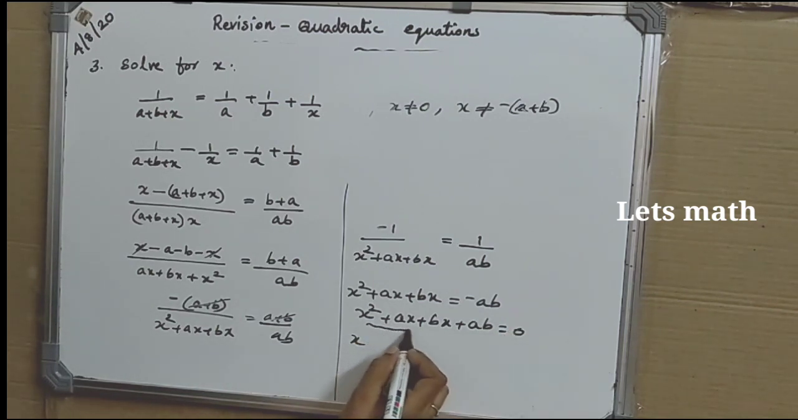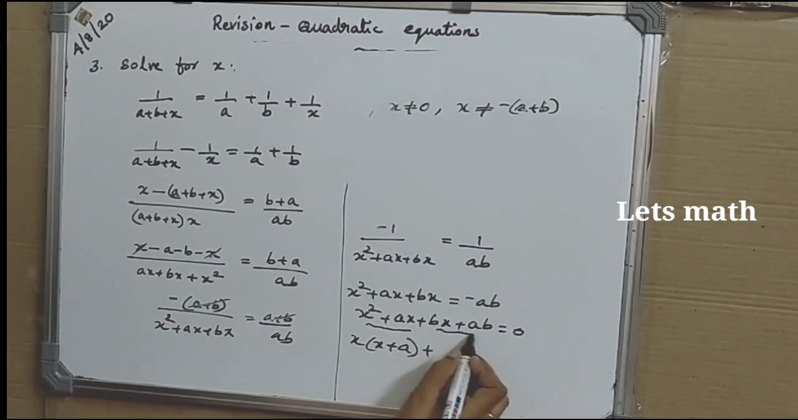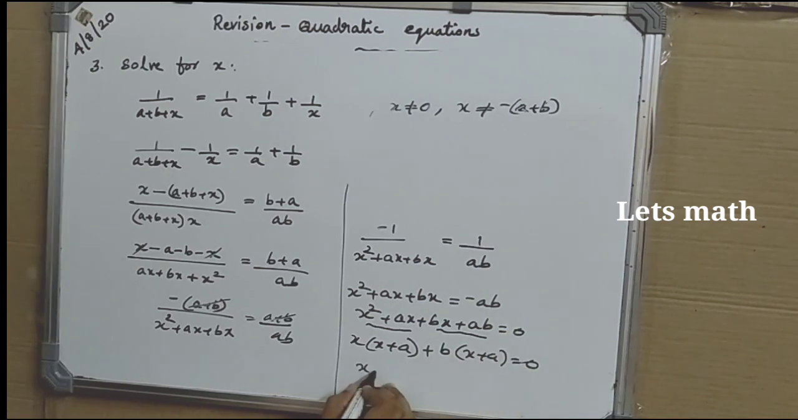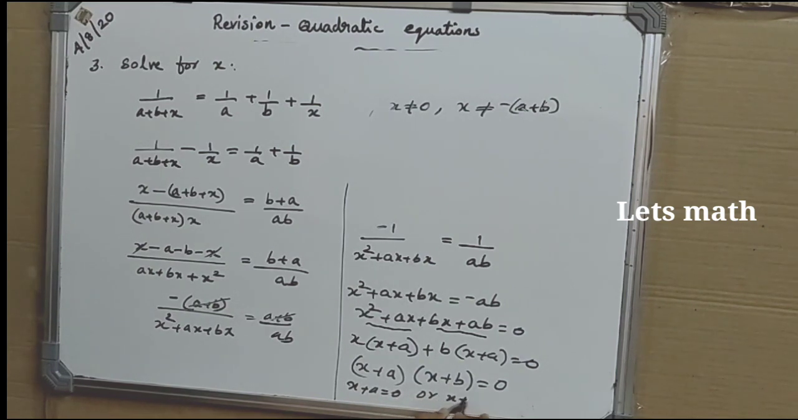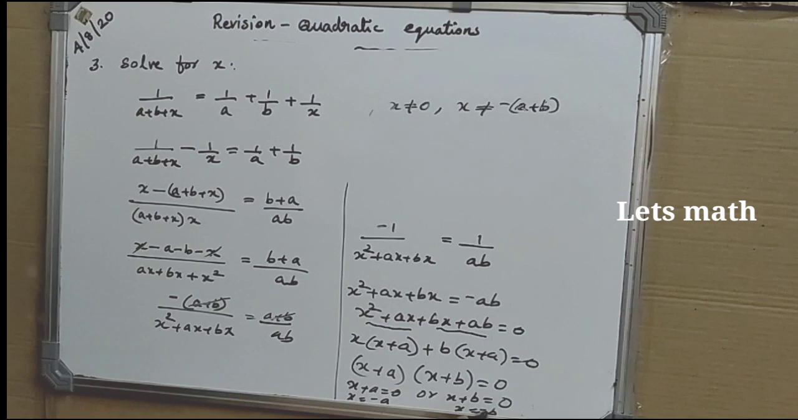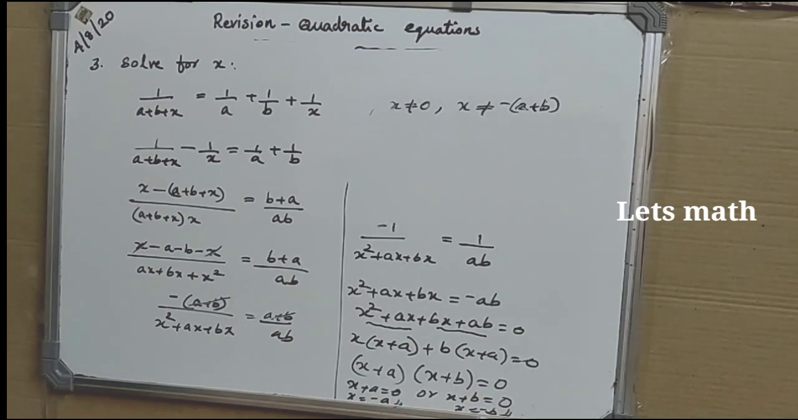Now from these two terms we can take x common. X into x plus a. From these, what is common? B. Okay. X plus a equal to 0. Again x plus a into x plus b equal to 0. So that x plus a equal to 0 or x plus b equal to 0, we get x is equal to negative a or x is equal to negative b. These are the two roots of the equation. X equal to negative a and x equal to negative b.